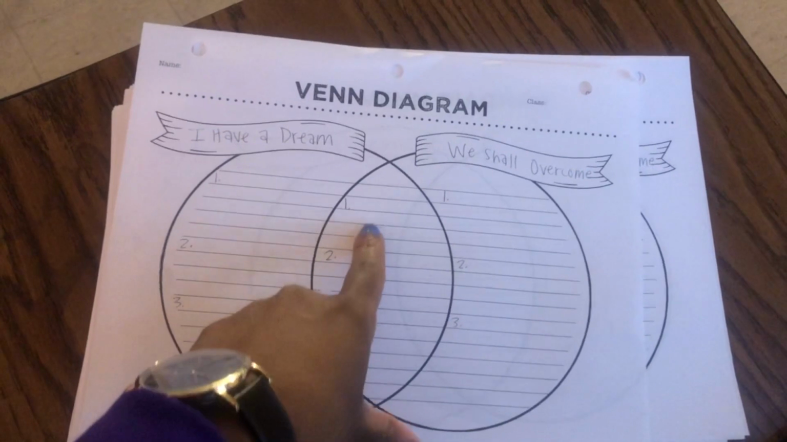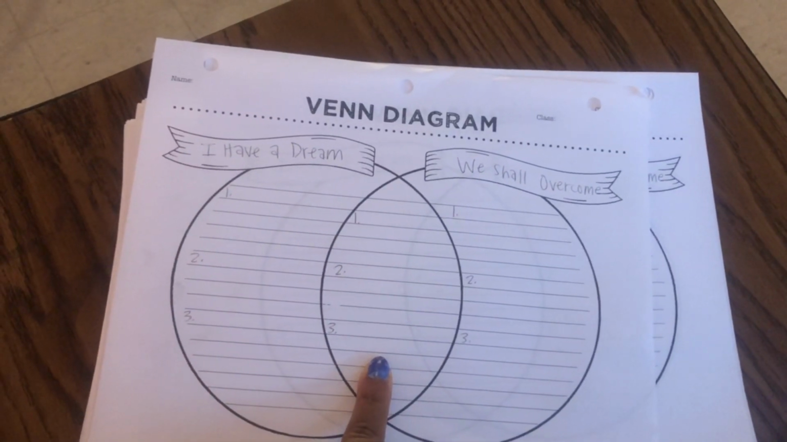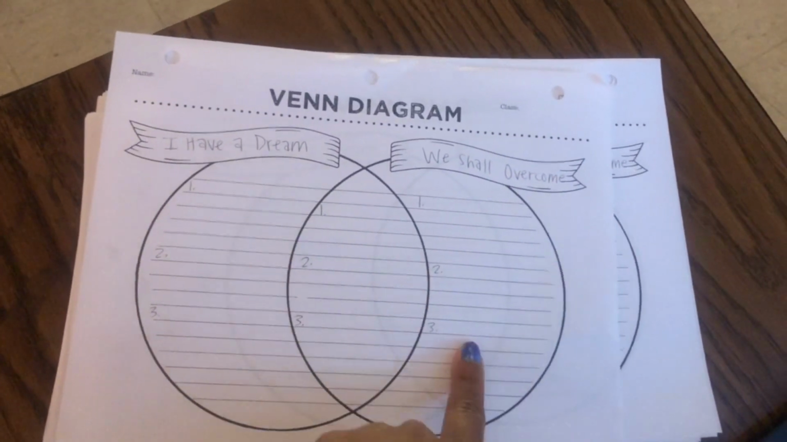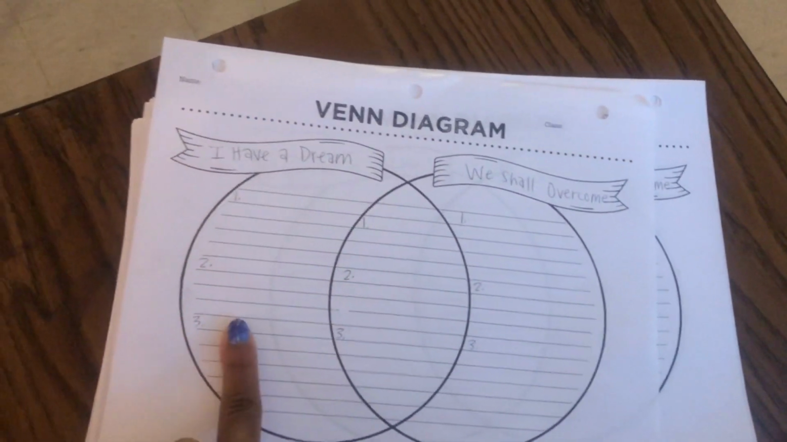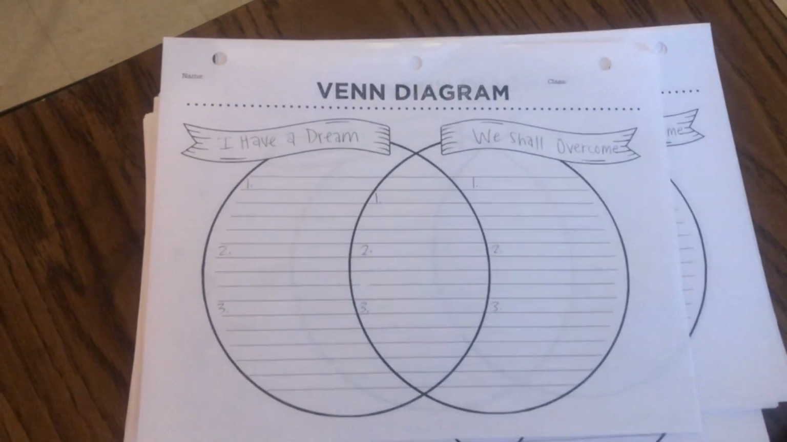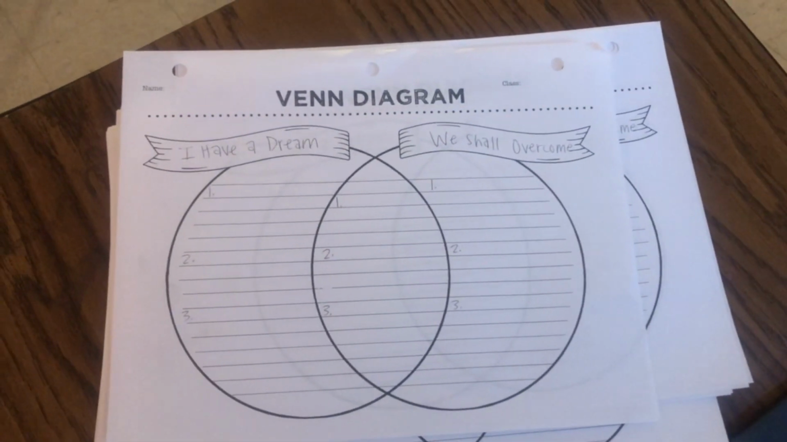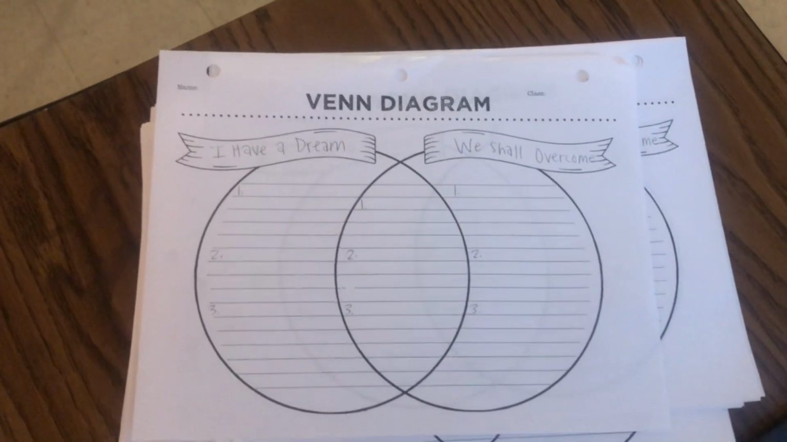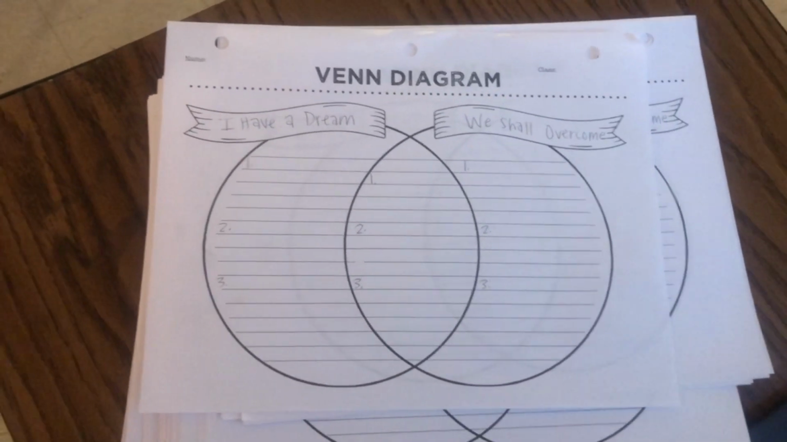I want them to come up with 3 similarities between the two texts. And then on either side, what's something unique to the song and what's something unique to the speech. So this honestly is something they've probably been doing for years. I just tried to choose a little bit more complex texts than what they're used to in elementary school. But that is what we're doing today.